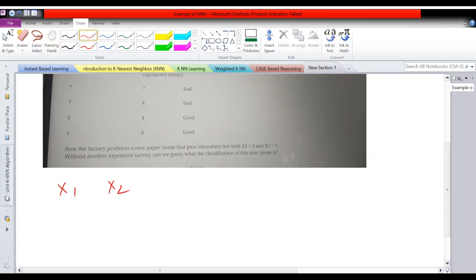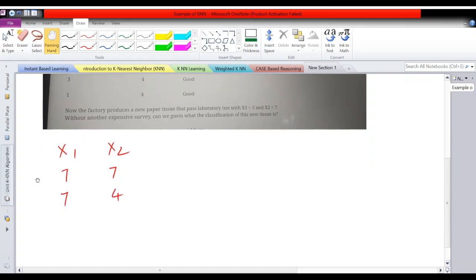x1 and x2, here it is 7 7, 7 4, 3 4 and 1 4. So these are the training examples. Okay. So now what is the new query which has come in xq? xq is 3 comma 7.